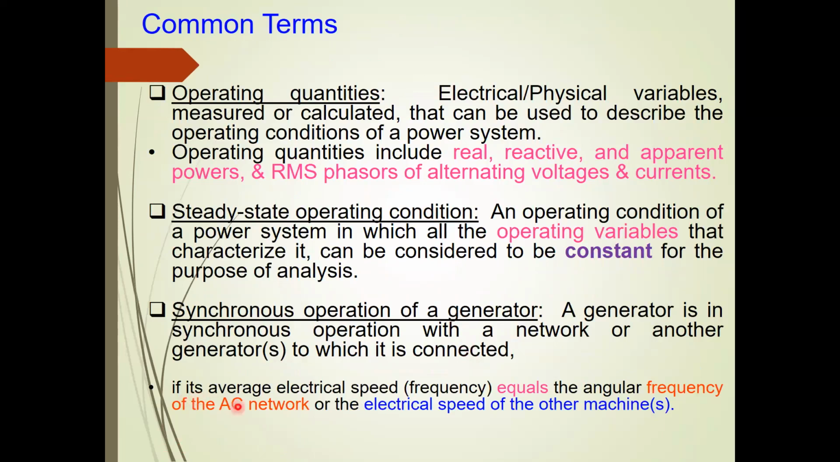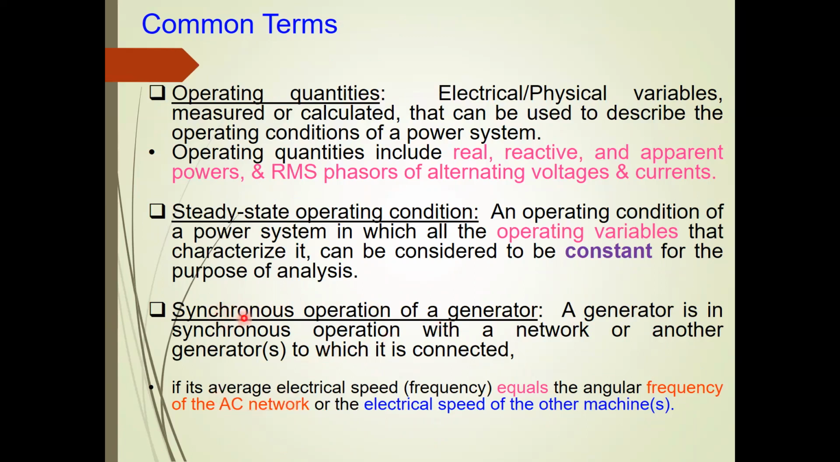So now, if the average electrical speed or the frequency equals the angular frequency of the network or the electrical speed of the other machines, this is another way of how we say the synchronous operation of a generator. How do we say that the generators are in synchronism? It will be if the average speed or the frequency of a generator equals the angular frequency of the network.